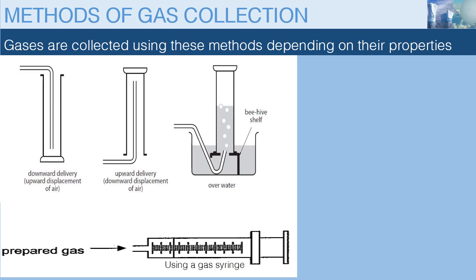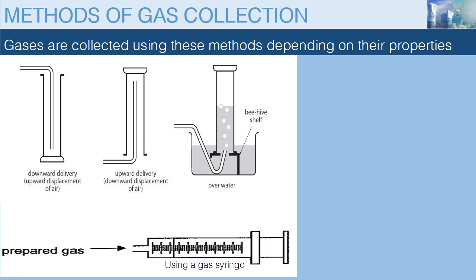Next, downward delivery or upward displacement of air is another method of gas collection that we can use to collect gases that are denser or heavier than air. These gases will displace air from the gas jar outwards into the atmosphere, and it will be filled with the gas eventually. So the density of the gas is very important.